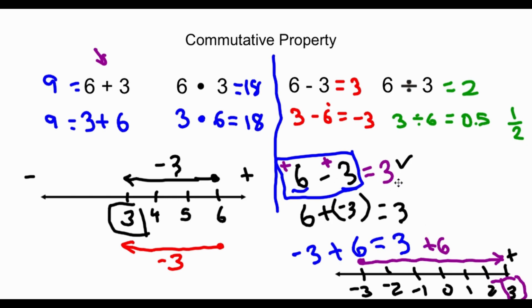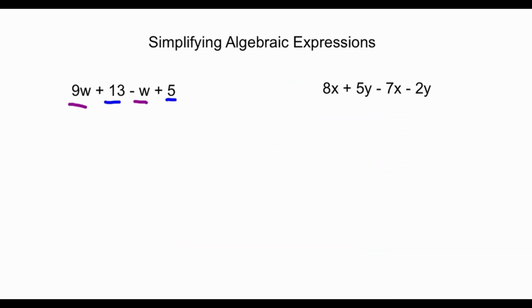So what I'm showing you here is that you can swap numbers even if you have subtraction. However, you need to treat that subtraction not as a regular subtraction, but as a negative value. So you need to think of this 3 as a negative 3 if you swap it over. All right? So with this in mind, let's take a look at the previous expression.